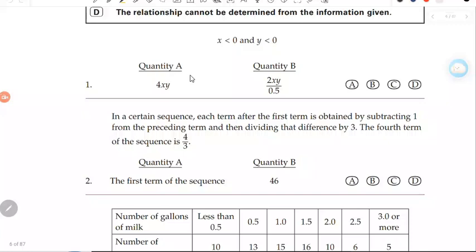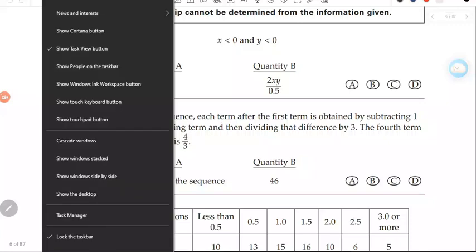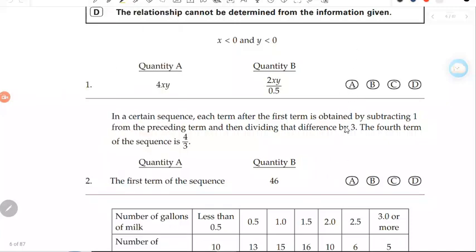Yes, but computer is allowed anyway. Sorry, calculator is allowed. Yes, you use it on the GRE, right? Calculator is allowed. Yes, calculator is allowed.